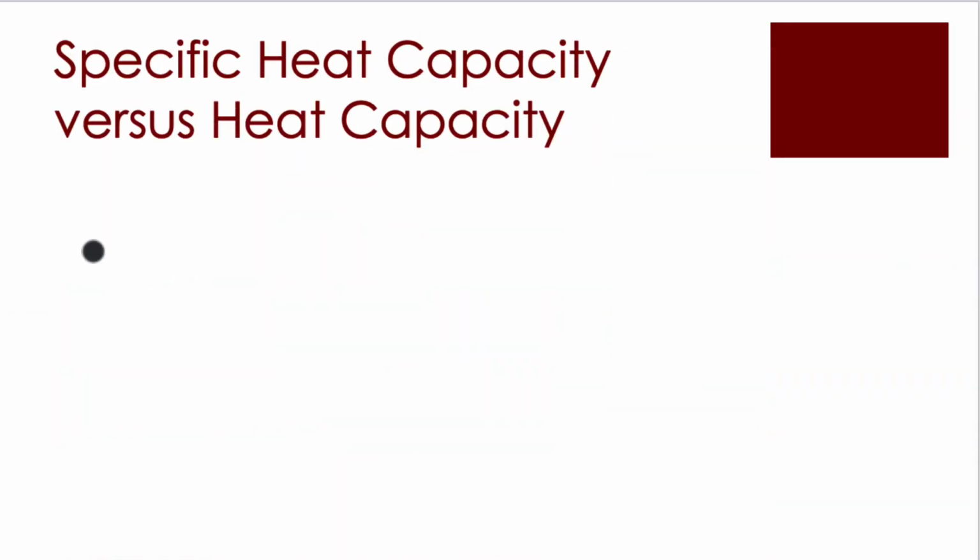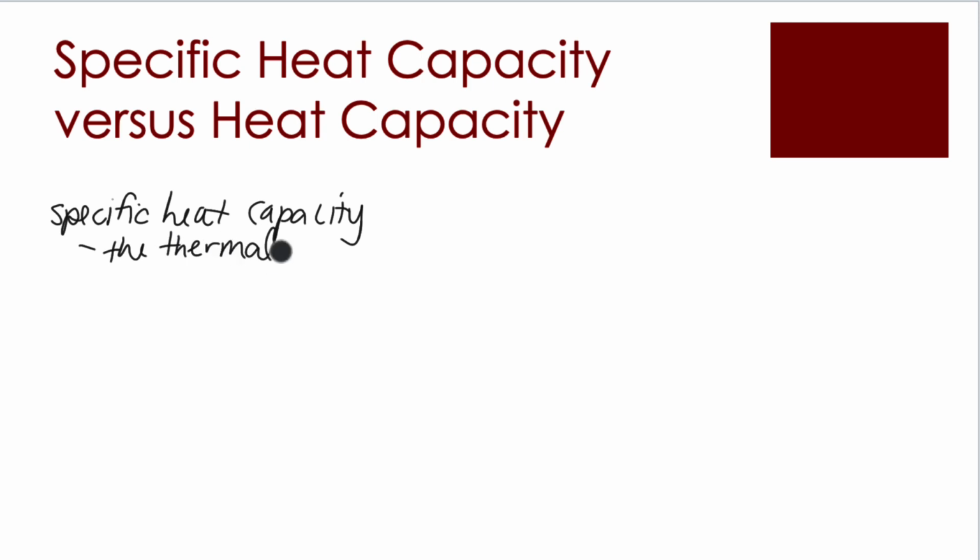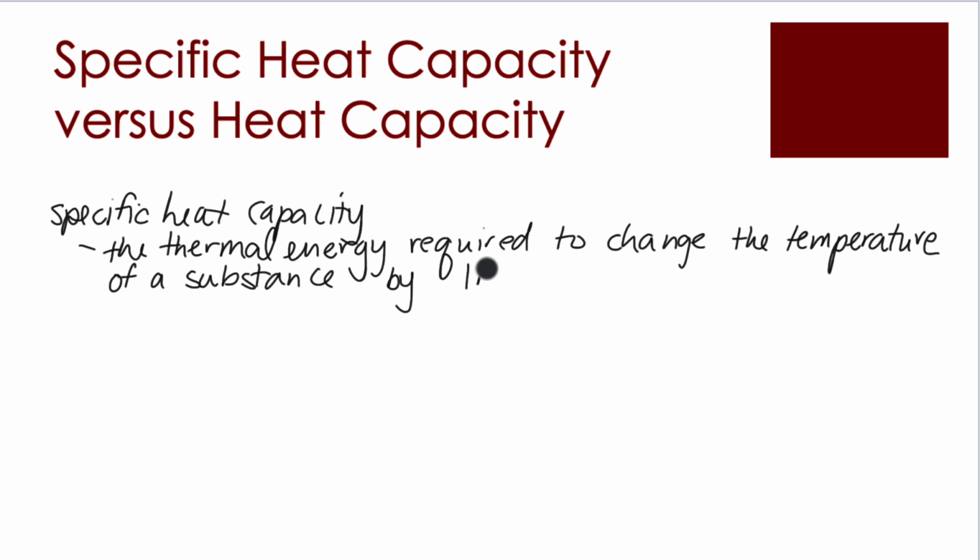So let's first start off with, what do we mean by specific heat capacity? Well, I have the definition here. So we have that the specific heat capacity is the thermal energy required to change the temperature of a substance by 1 Kelvin per unit mass. Let's think about the units that go along with that then. It's going to be the amount of thermal energy, so that's joules, per Kelvin per unit mass.